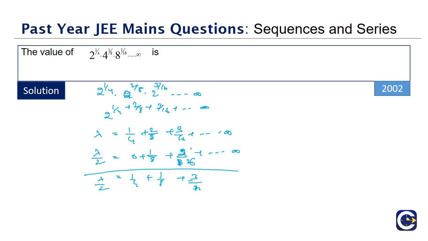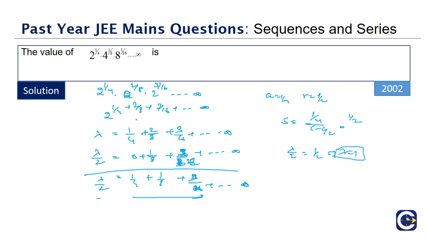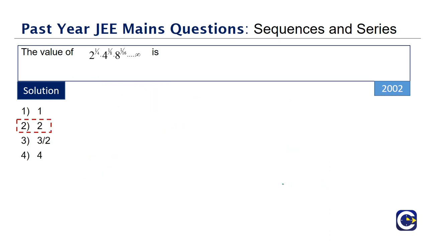So if you subtract these both, what you'll get? 1 by 4 plus 1 by 8 plus 1 by 16 plus and so on to infinity. So this is a perfect GP. So A is equal to 1 by 4, R is equal to 1 by 2. So S is equal to A by 1 minus 1 by 2. What you'll get? 1 by 4 by 1 by 2, which is 1 by 2. So lambda by 2 value is 1 by 2, implies lambda is equal to 1. So lambda is nothing but the power in the question. So 2 power 1, which is 2. So the final answer for this question is 2.